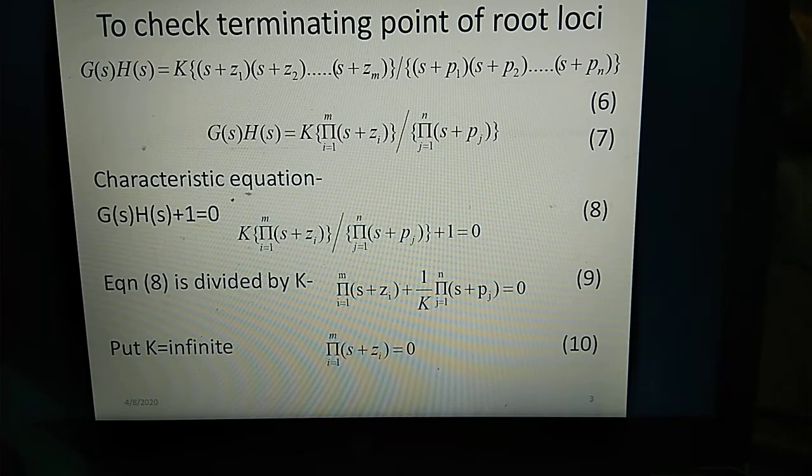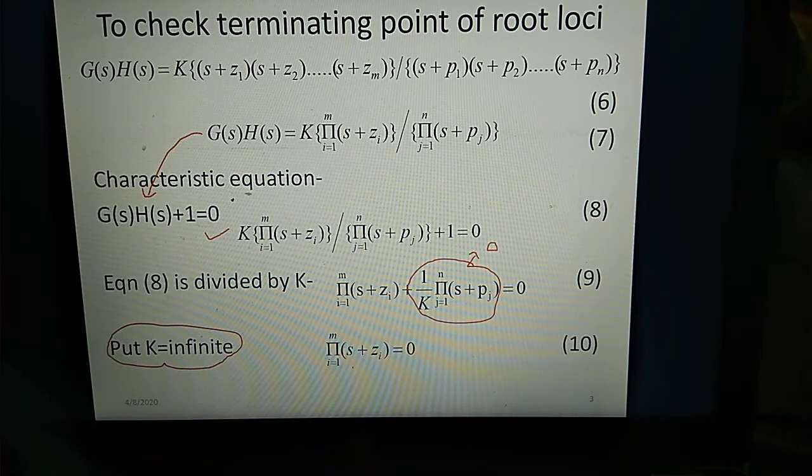Now let us come to check the terminating point of the root loci. Again this equation is the same, and it is again written in terms of factor form. Now come to the characteristic equation, put this value here, so we will get this equation just like in the previous case. Now just divide this equation by k on both sides, so we will get this term. And now if this k is tending towards infinity, we will get this term as zero, because something upon infinity goes towards zero.